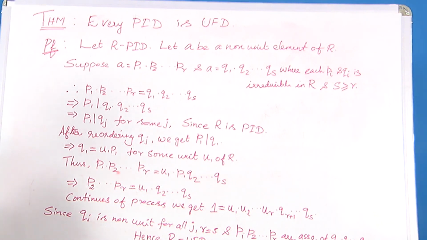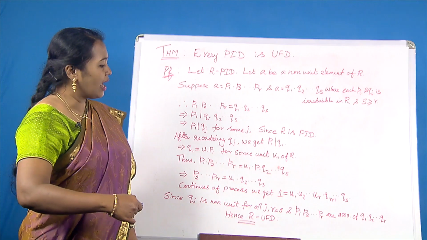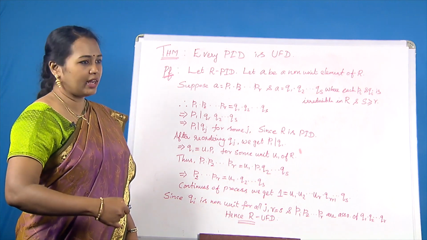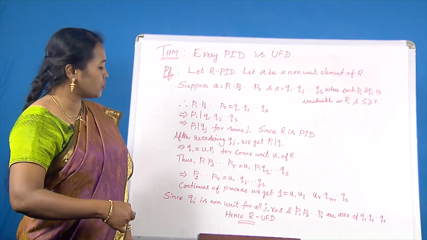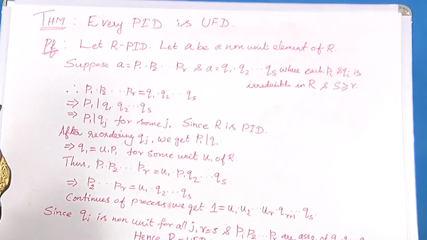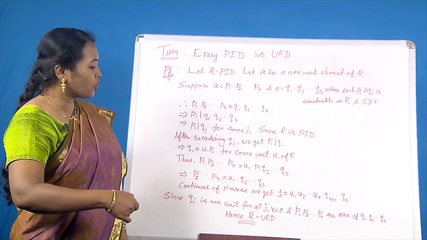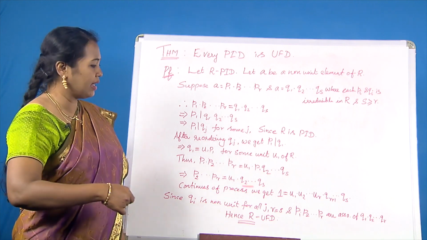Let us look at P2 now. P2 again will divide some Qj in this order of elements, and that Qj again you can reorder and put as Q2, and therefore, because P2 divides Q2, it can be written as some U2 P2, and therefore, P1, P2, P3, and so on up to Pr can be written as U1 and so on up to Q2, and so on up to Qs. And so, you are going to continue this process again and again.